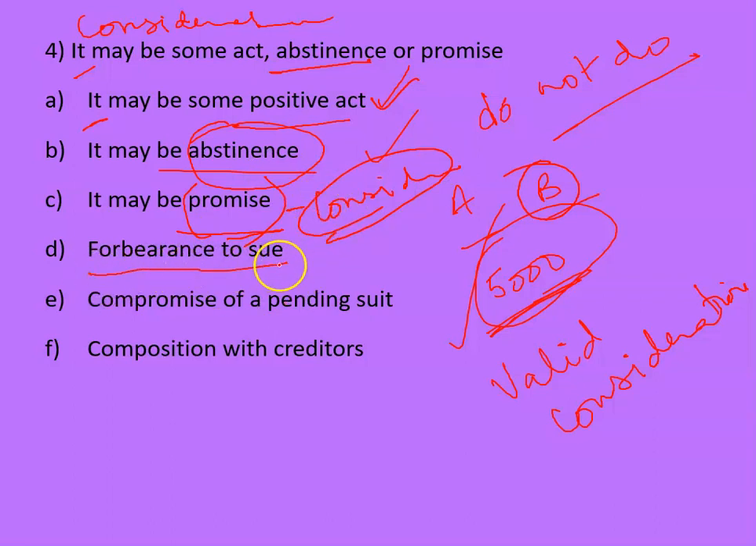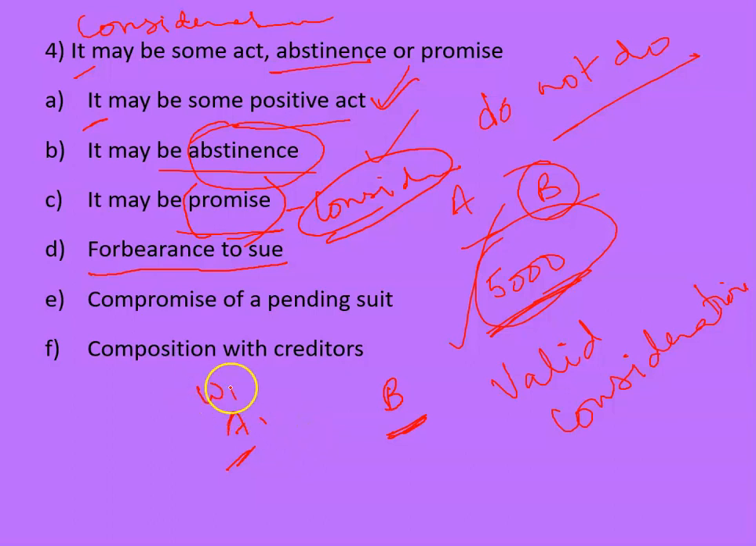Next one is forbearance to sue. What is the meaning of this? Forbearance to sue means that you have a legal right, a valid right to sue some other party. There is one person A, other is B. Suppose this is husband, this is wife. One of the parties has enough right to sue the other party because of a certain situation, right? But for a promise made by the other person, if A withdraws his right to sue B, that is known as forbearance to sue.